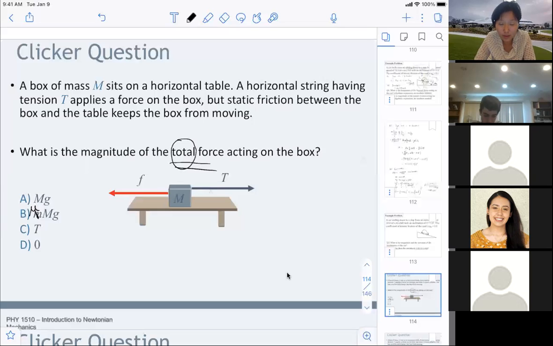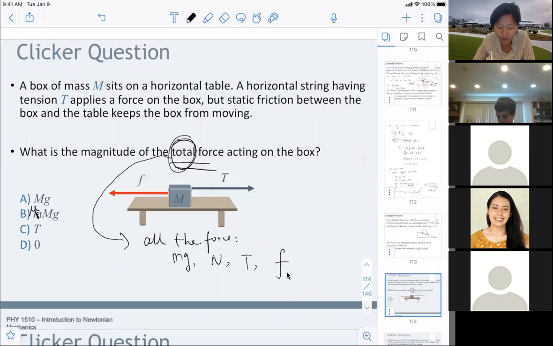All right, so let's look at A and B, which are sort of tied for second most popular answer. mg is the weight of this box, right? And mu mg, if we're using the static frictional coefficient, gives us the maximum static friction the table can provide. But is that what is being asked? It's asking for the magnitude of the total force. So you might wonder, how do I find the total force, which means all the forces? There's a lot. There's mg, there's a normal force, there's tension, there is friction. How do I know what they add up to?